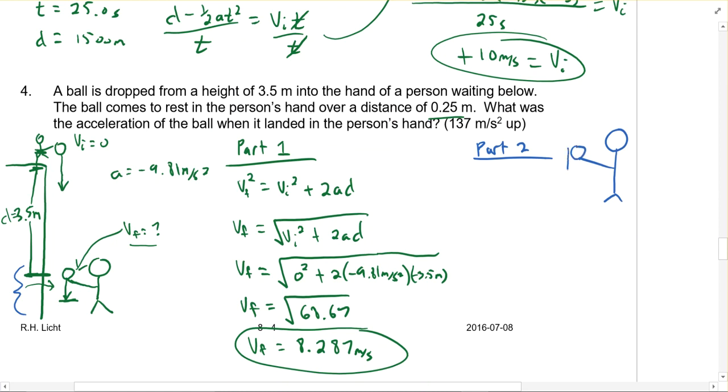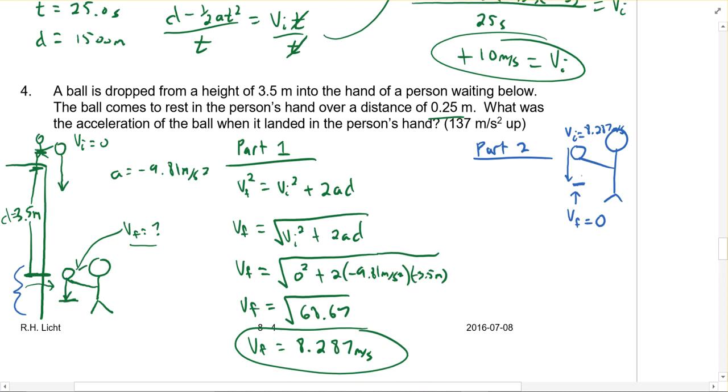And the ball hits his hand, and it's going to go until it finally stops, like down here, right? The VF that we found there when it hit his hand, for part two now, that's going to be our new VI. So that number I just found, that's going to be 8.287 meters per second. My VF here is going to be what? Well, it's going to be 0, right? Because this thing comes to a stop.